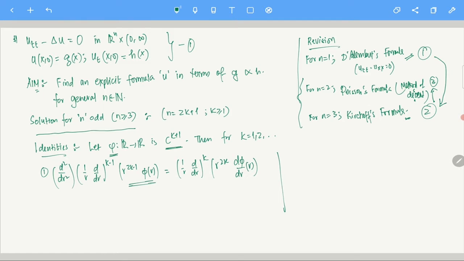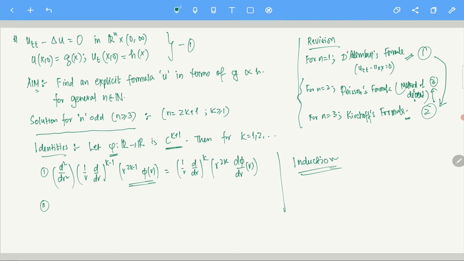Of course, you should prove it. All of this can be proved by induction. What I am trying to say is, it is not a very good idea to put it in some exam. It does not serve any purpose. Of course, this is never a part of any exam. This is just some identities which we use to get whatever we want, to get the Kirchhoff's or the Poisson formula for higher dimensions.